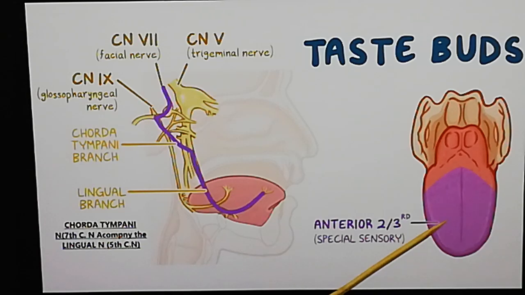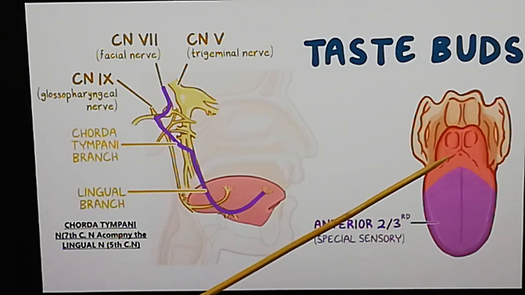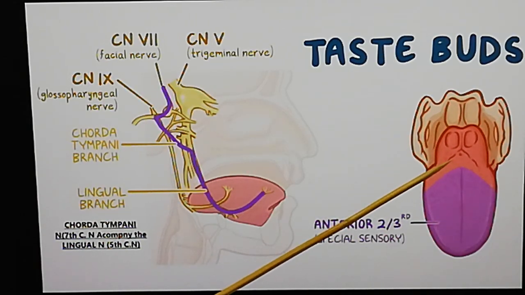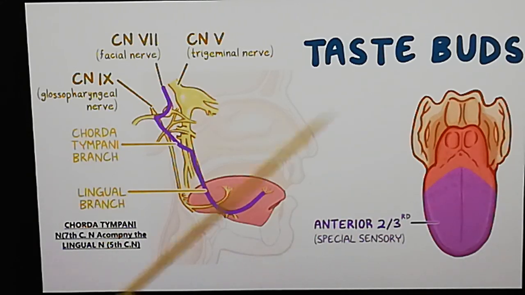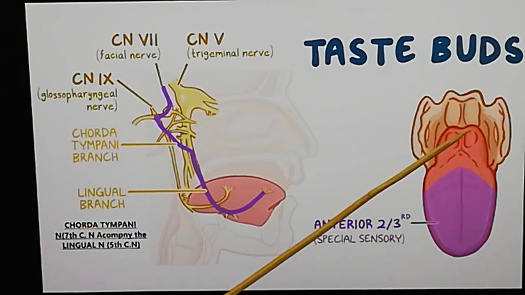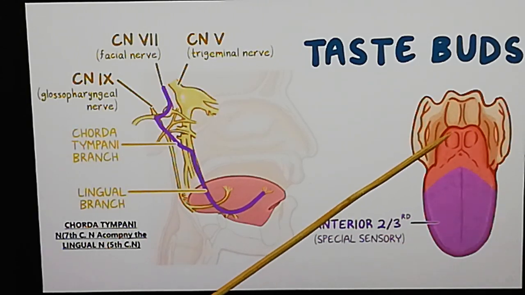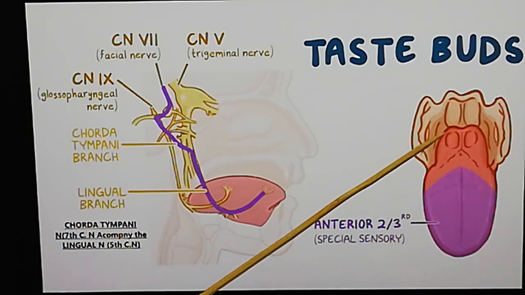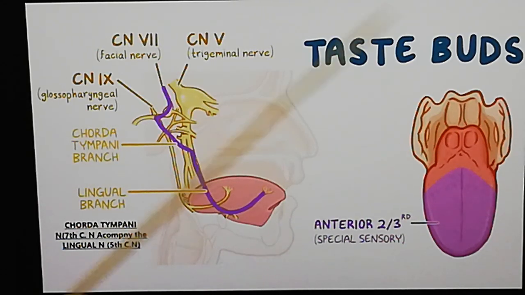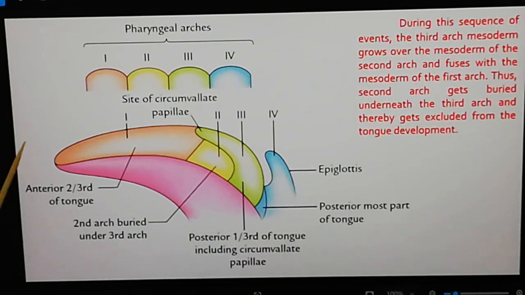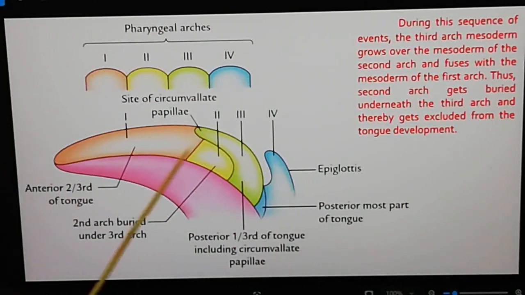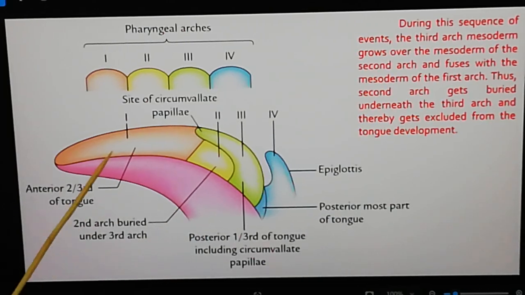Okay, what about the posterior one-third of the tongue? Here the general sensory and special sensory functions are both done by the glossopharyngeal nerve, and the most posterior part is innervated by the vagus nerve, which again serves the general sensory and special sensory function, right?